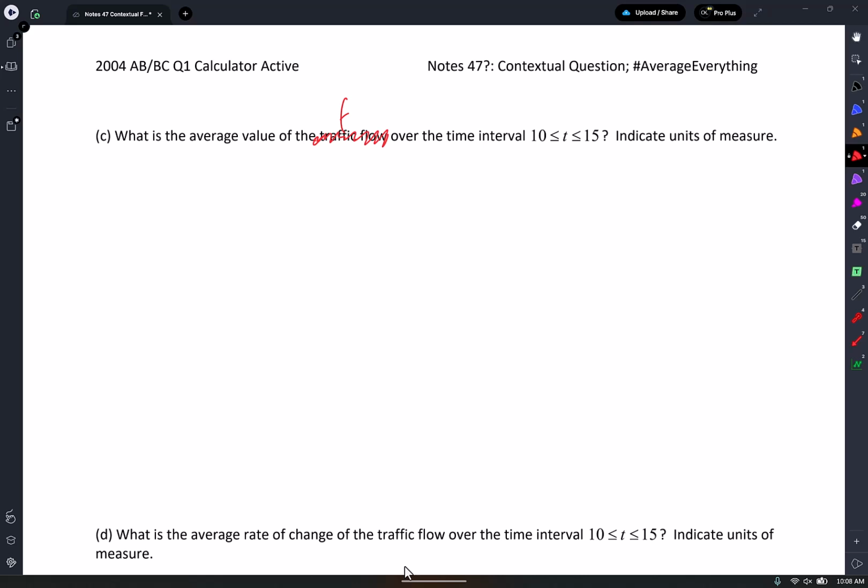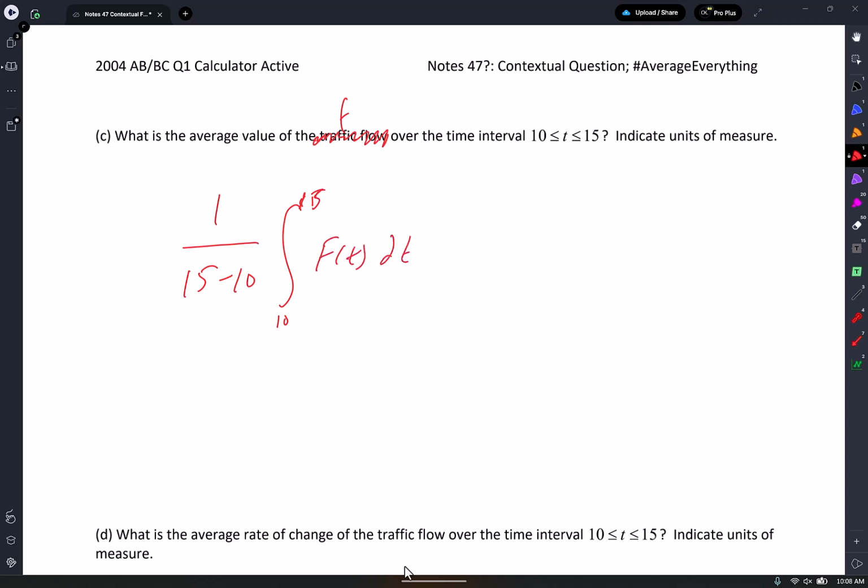What am I going to use, Vega? Yeah, so tell me. 1 over 15 minus 10 integral of what?